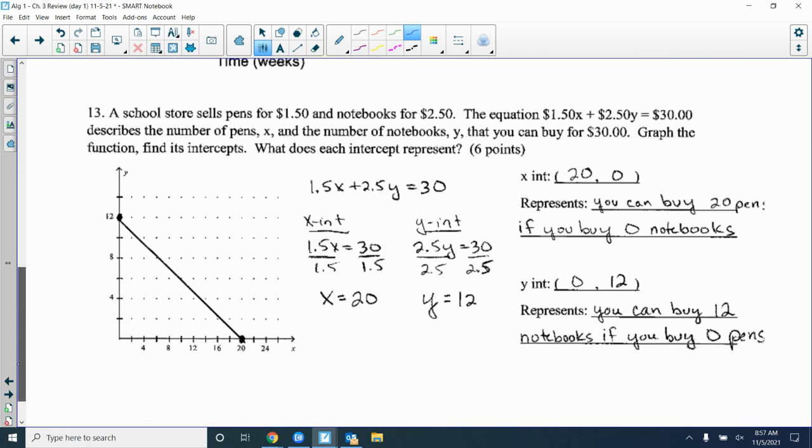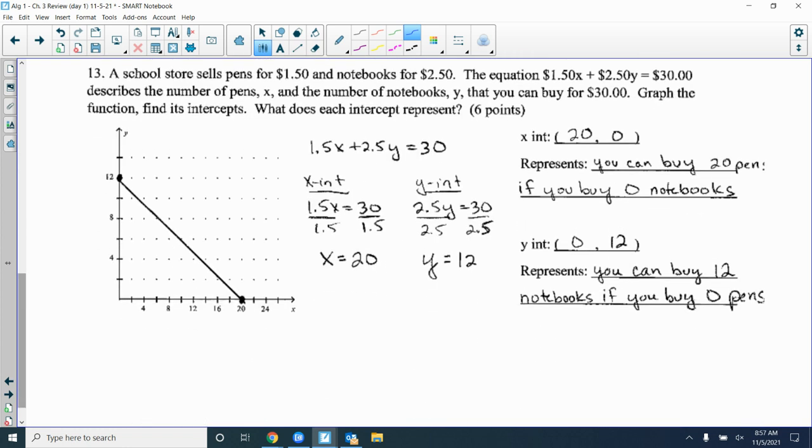And now 13 is very similar. They're going to have different numbers. But you had to say you can buy 20 pens if you buy 0 notebooks. You had to incorporate both the x and y part of the intercept. And you had to say you can buy 12 notebooks if you buy 0 pens. Okay. So on here, this should be pens. And then this should be notebooks.